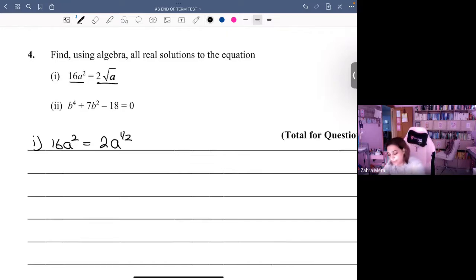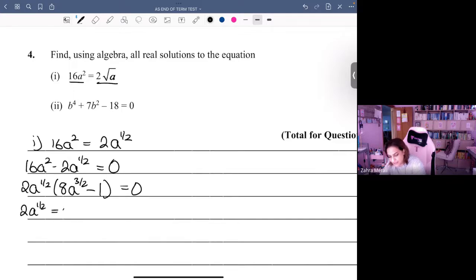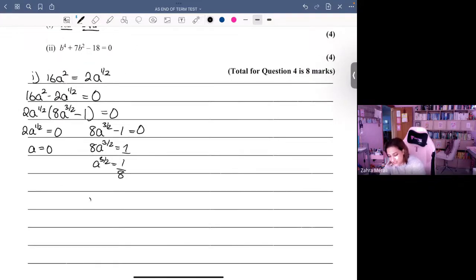But the better way to do it is to put it all on one side, make it equal to 0, take out your lowest factors. And so then you'll have 8a to the 3/2, because to get a squared, we'll do a half plus 1.5. And then you say either 2a to the half equals 0, so a equals 0, or 8a to the 3/2 minus 1 equals 0, so a to the 3/2 equals 1/8. And then in your calculator, you just use the power button with 3/2, and it'll give you a quarter.